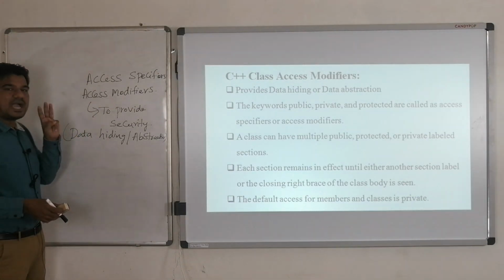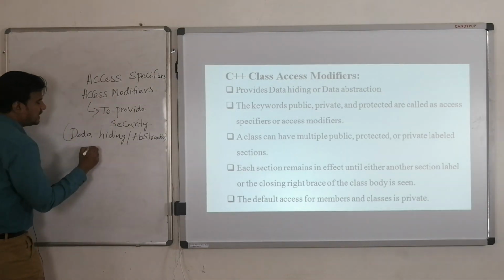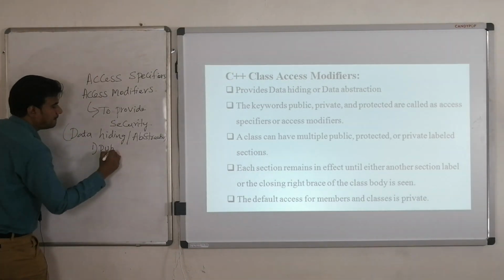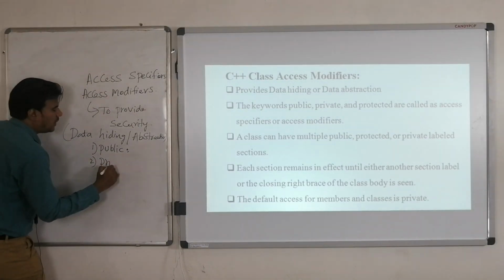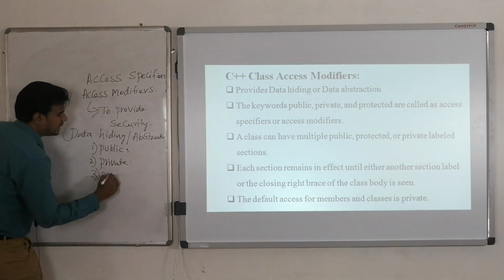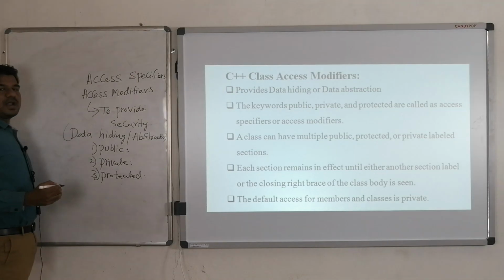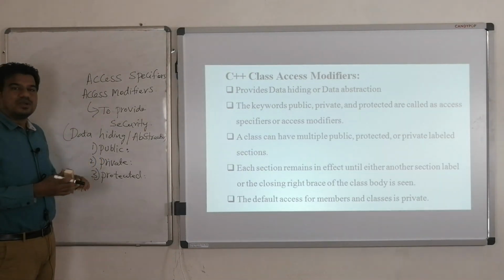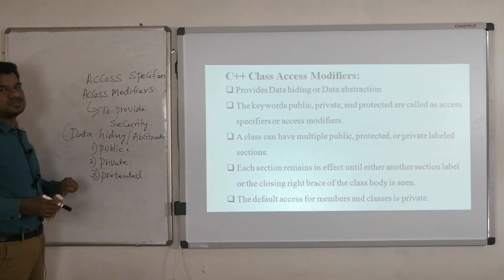In C++, we have three different types of access modifiers. The first one is the public access modifier. Then the second one, private. And the third one is protected. Public, private and protected. One by one we will discuss these three access modifiers in detail.